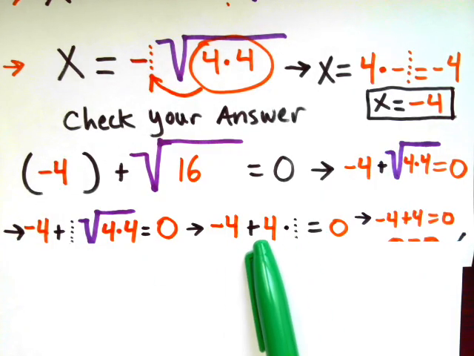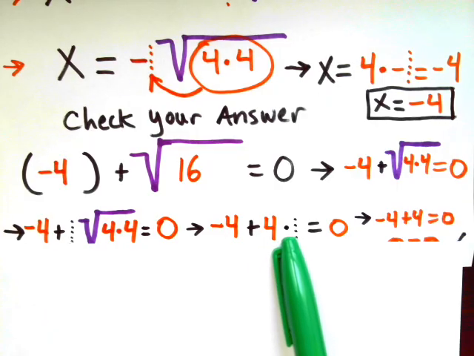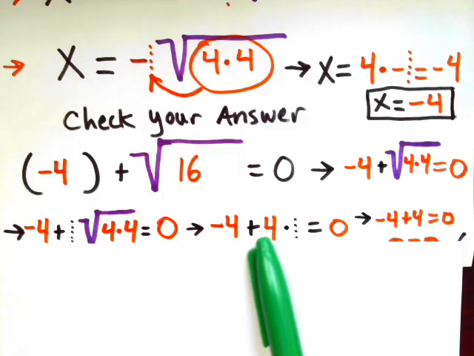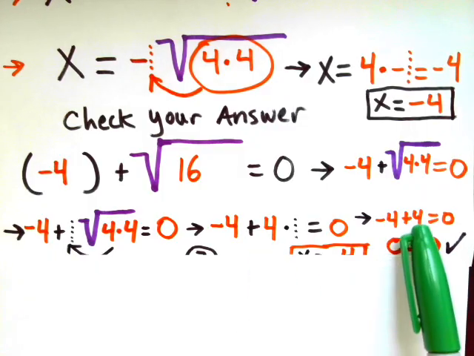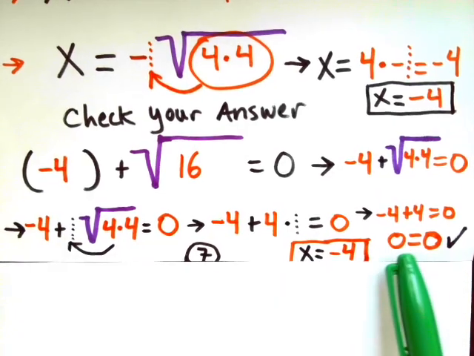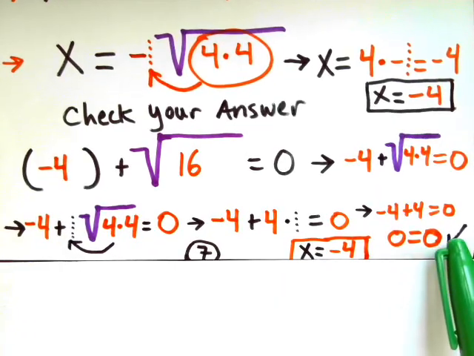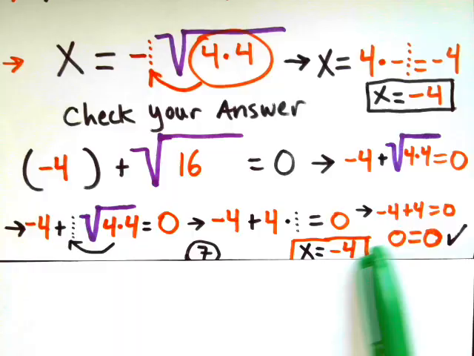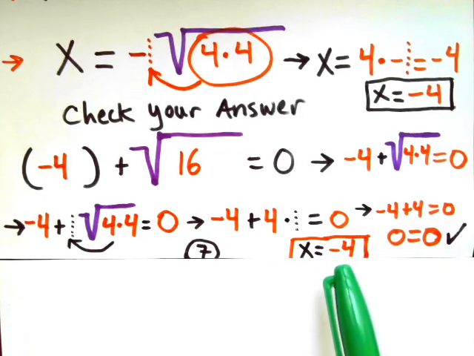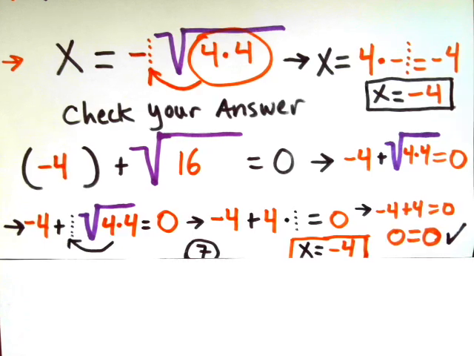So negative 4 plus a positive 4 times 1. 4 times 1 is 4. Negative 4 plus a positive 4 is 0. So 0 equals 0. That answer is true. X has got to be equal to a negative 4. That was a lot of work, a lot of steps, but it's really worth it to check your answer.